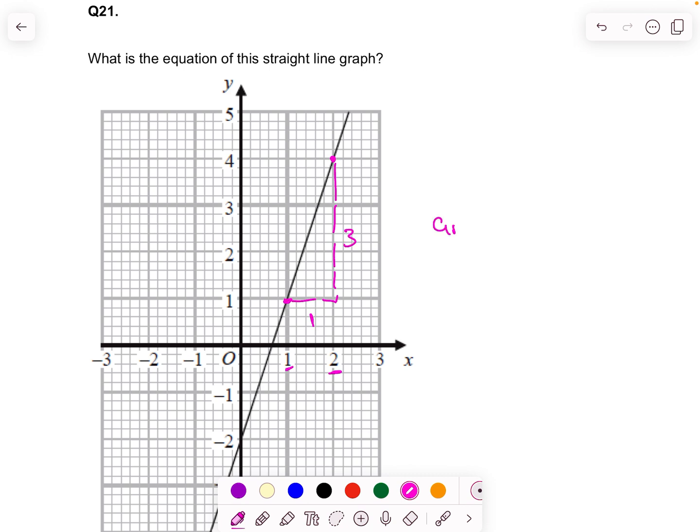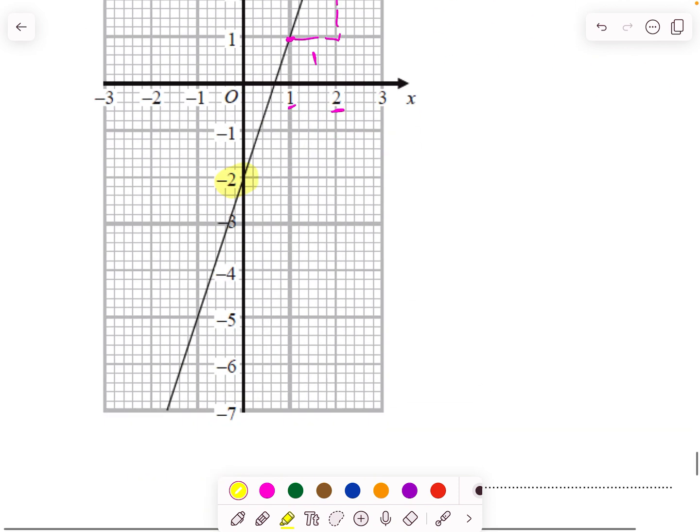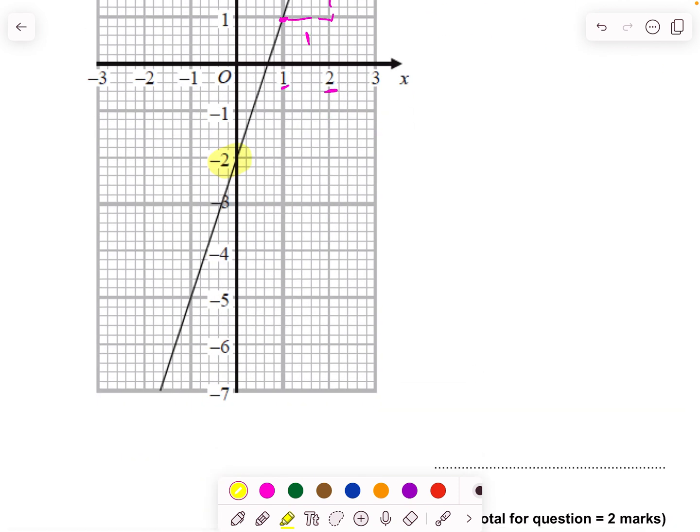So the gradient is 3 divided by 1, which is just 3. And then we look at where it crosses the y-axis, which is minus 2. So our final answer then is y equals 3x take away 2. And that's all we need for that one.